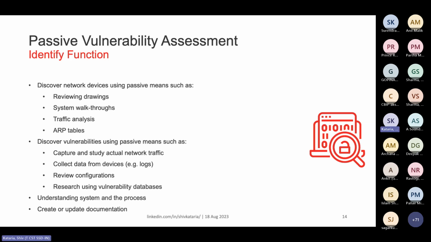Another example of discovering vulnerabilities using passive means is capturing the network traffic through network taps or switch or router mirroring, reviewing the network configurations, and researching the vulnerability database as well. So let's say you have one particular device, and since you have created the asset inventory already, you know the make and model of that particular device. You also know the version of the firmware. So you can go to the NVD database and search that particular model. It will give you the vulnerabilities that do exist in that particular model.